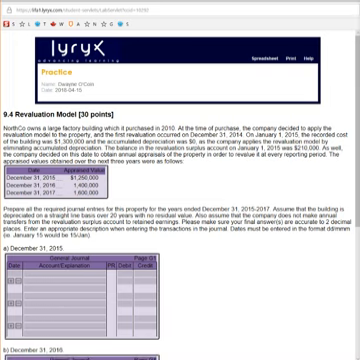Alright, we're working on question number 6 in Lab 9 in 353. We're dealing with a question regarding the revaluation model. Here we have a large factory building which was purchased in 2010, and at that time they decided they were going to use the revaluation model, and the first revaluation occurred on December 31st, 2014.